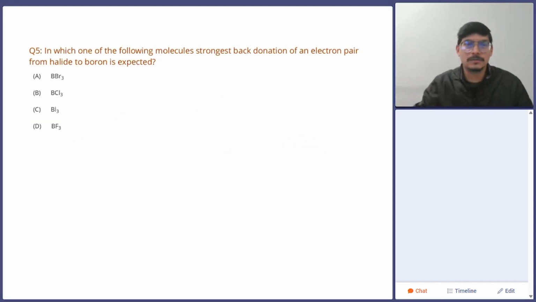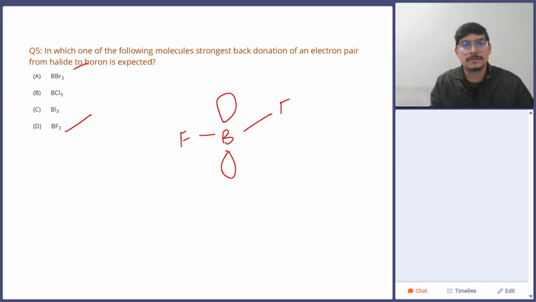Moving to the next question, in which one of the following molecules is the strongest back donation of an electron pair from the halogen atom to the boron expected? So basically, back donation depends upon the effectiveness of the orbital overlap, and we know that the closer the similar sizes, okay, the better is the orbital overlap, right? So in case of BF3, we can assume, because boron belongs to the second period of the periodic table and fluorine is its neighbor, right? Not the next door neighbor, but yes, fluorine also lies in the second shell, right? So their p orbital sizes are likely to be similar.